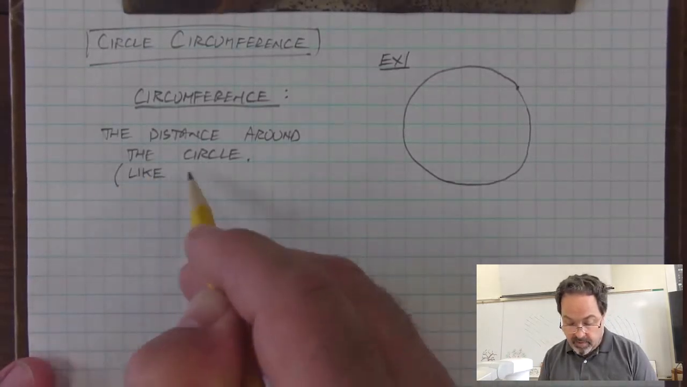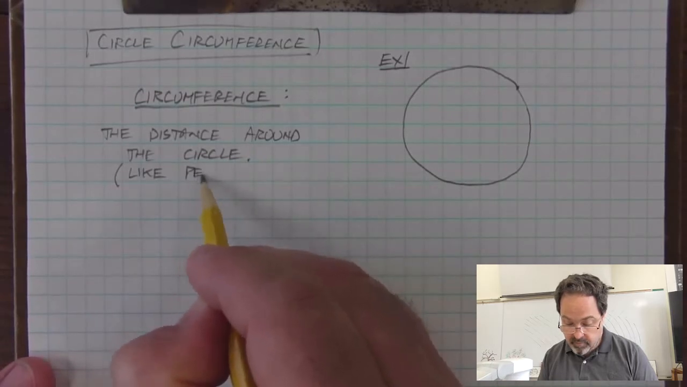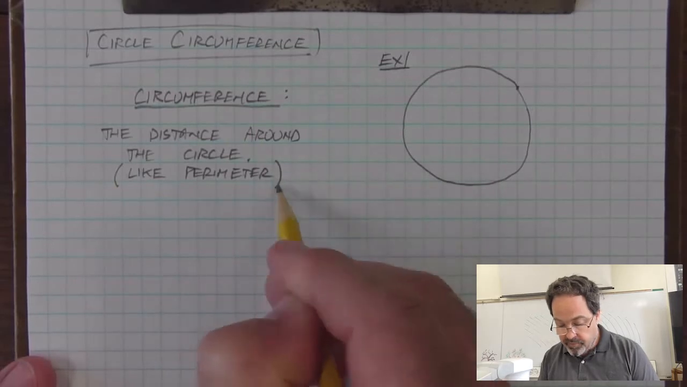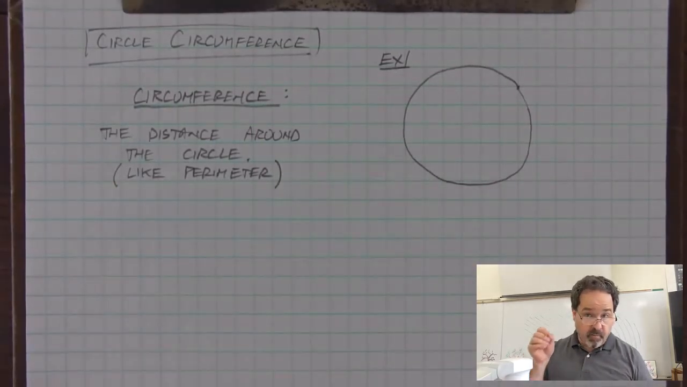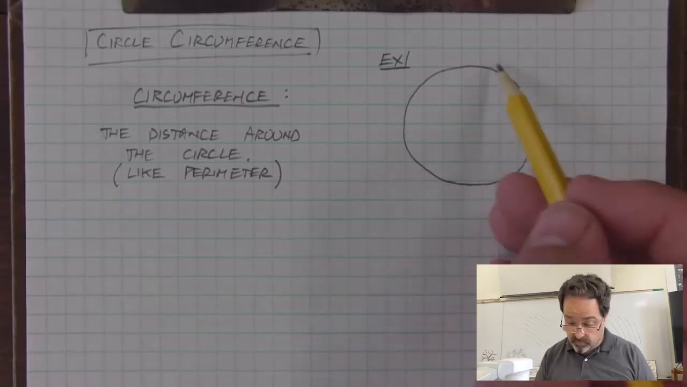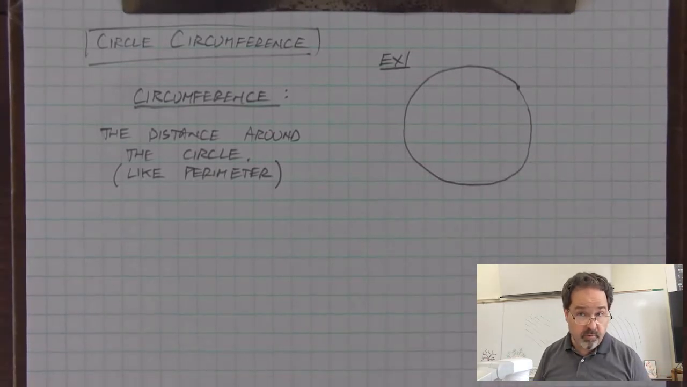But we have a special word for it because the perimeter of a shape is the distance around the shape, which is the sum of the shape's sides. And the sides of a shape are straight lines. A circle doesn't have sides. A circle is not made of straight lines. So a circumference has a slightly different definition, and that's why we have a different word for it. But the circle's circumference is like the circle's perimeter.